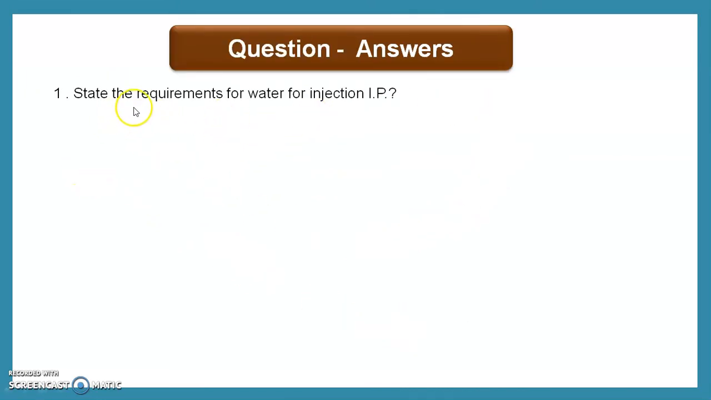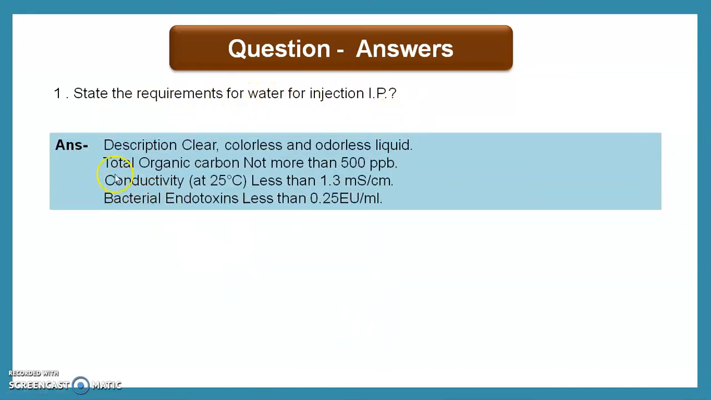The first question is, state the requirements of water for injection IP. Its description: clear, colorless, odorless liquid. Total organic carbon should contain not more than 500 ppb, conductivity at 25 degrees Celsius less than 1.3 microsiemens per centimeter, bacterial endotoxin less than 0.25. These are the requirements of water for injection in the IP.